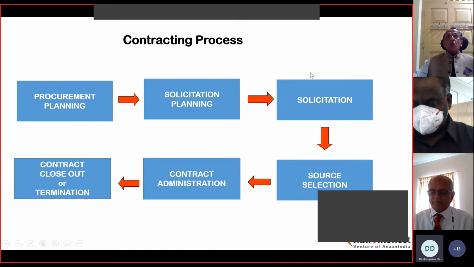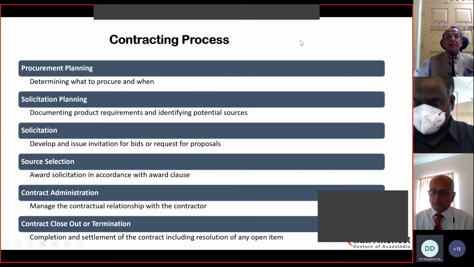Now, let's see what are the contracting processes. There are various processes involved, starting with procurement planning, then solicitation planning, solicitation, source selection, contract administration, contract closeout, and termination. And we are going to see each one briefly. Let's see what is the contracting process. This is fairly simple and very well explained.